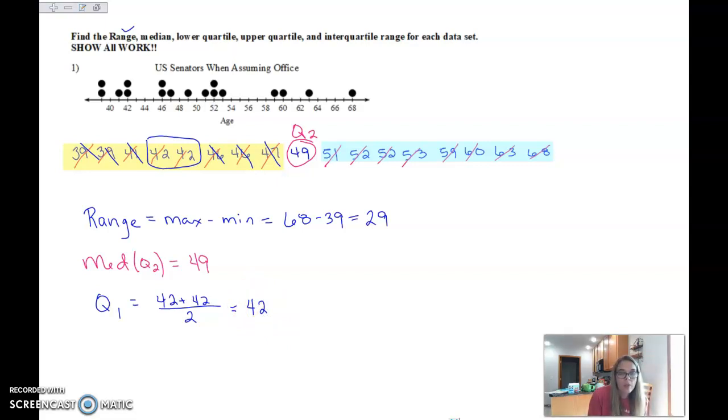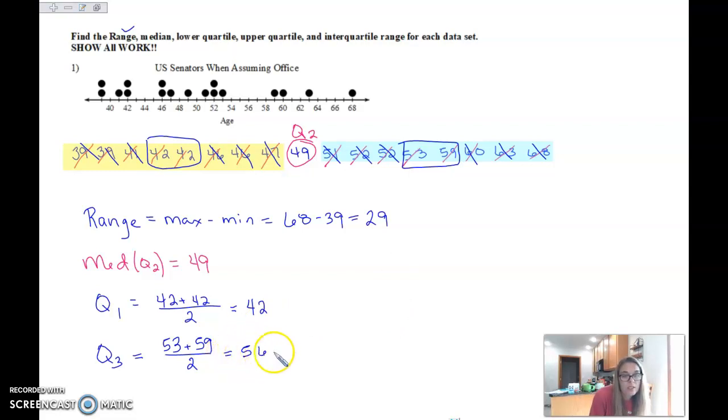Okay, we're going to do the same thing with the upper half. So 1, 2, 1, 2, 1, 1, and it's in between these two. To find Q3, you're going to add them together, so 53 plus 59, and then divide that by 2. Let me grab my calculator. You're going to have 53 plus 59 divided by 2, and it should be 56. So your Q3 would be 56.